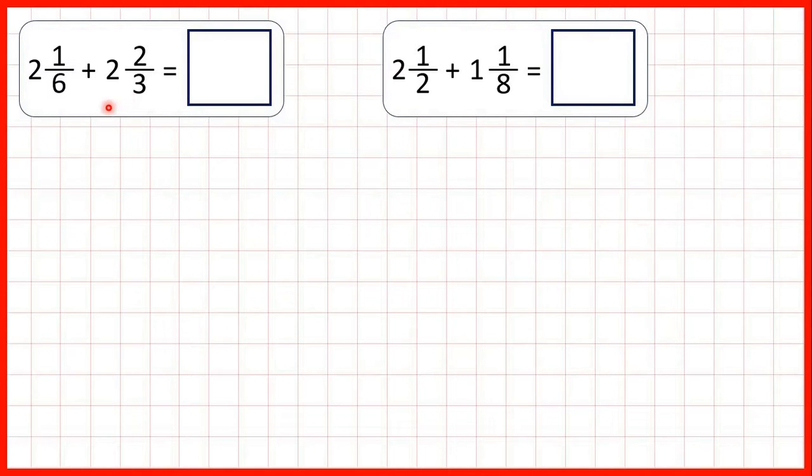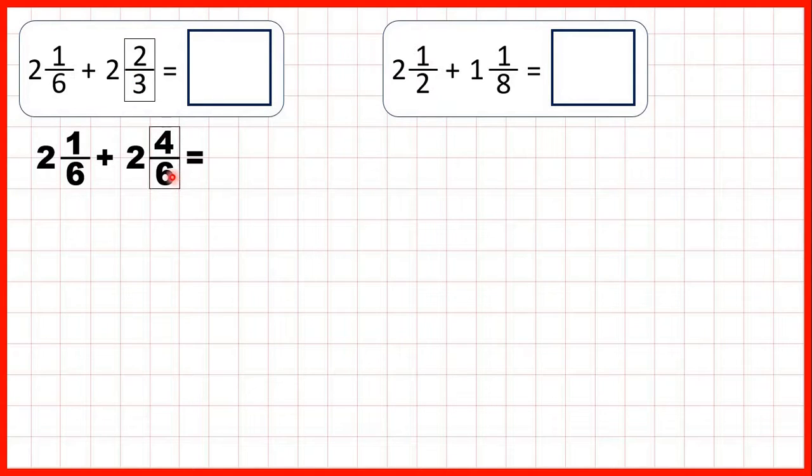Now we need to add mixed numbers. So first we have 2 and 1/6, and we need to add 2 and 2/3. But to add fractions, we need the denominators to be the same. So we need to find a fraction equivalent to 2/3, which has a denominator of 6. So we can rewrite our question as 2 and 1/6 plus 2 and 4/6. 4/6 is equivalent to 2/3 because 3 times 2 is 6 and 2 times 2 is 4.